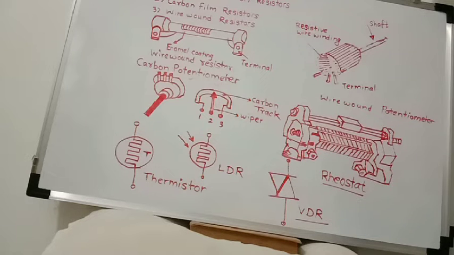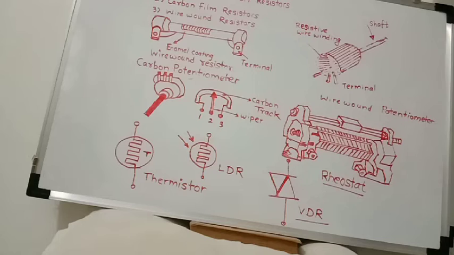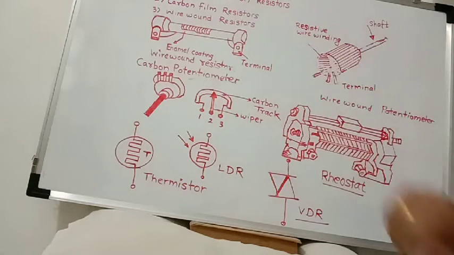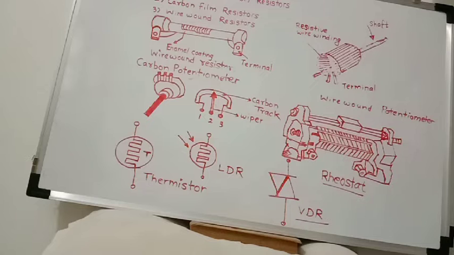A wire wound resistor is used for high current circuits. When high current is to be controlled, wire wound type resistors are used because their power rating is more than carbon composition or carbon film resistors. Their power rating is large. Therefore, when high current is to be controlled, wire wound resistors are used.